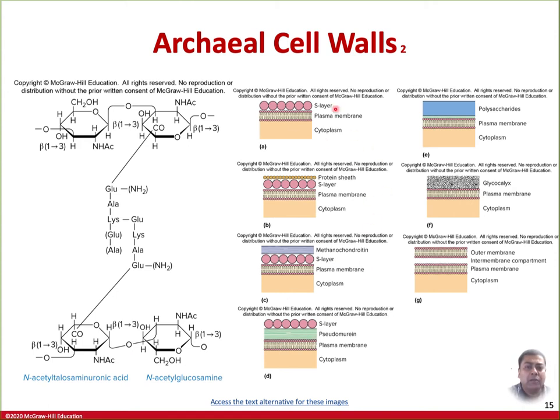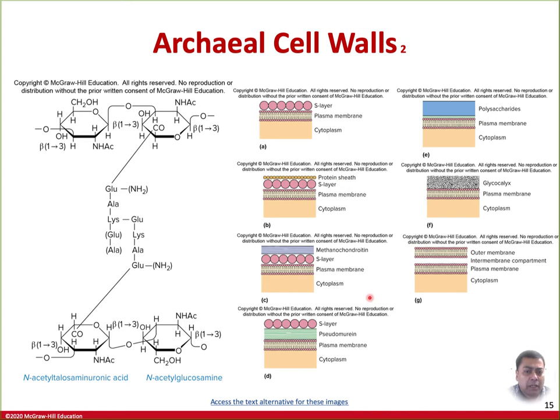On the other hand, you can see right here the S layer: the cytoplasm plus plasma membrane, then you have an S layer. These are found in Methanococcus, Halobacterium, those kind of organisms. Again, you do not have to memorize each and every one of them, but you can appreciate how much difference there is in here. Here you can see the cytoplasm, plasma membrane, S layer, and you can have a protein sheath outside. These are found in the Methanospirillum type.